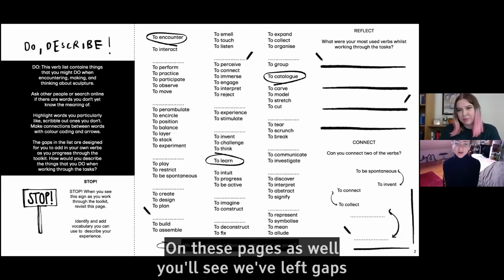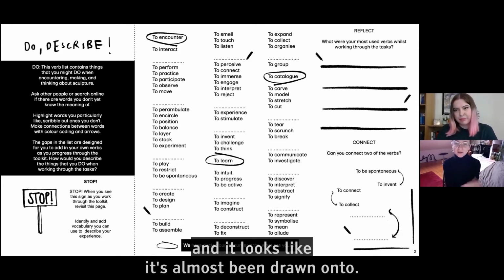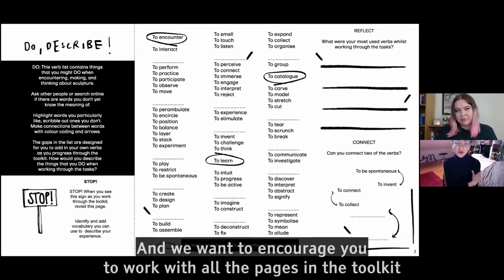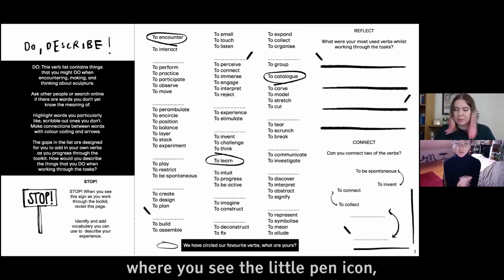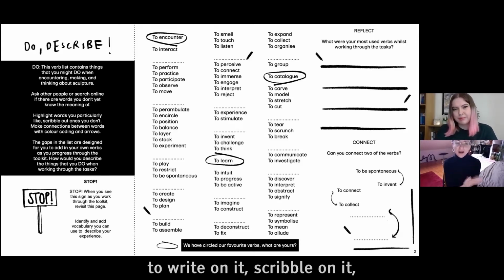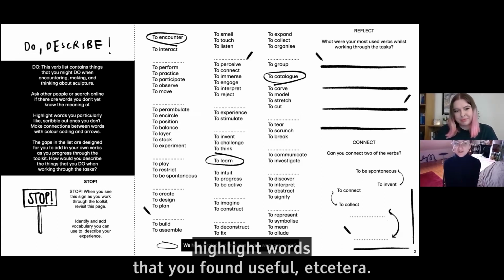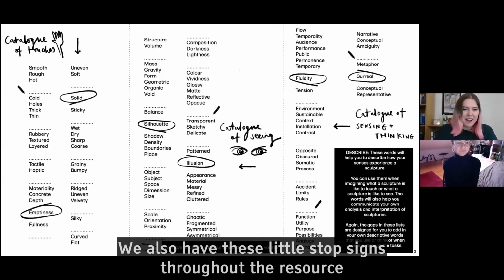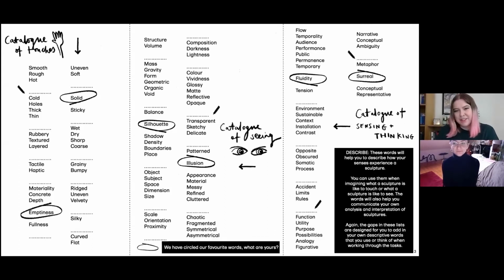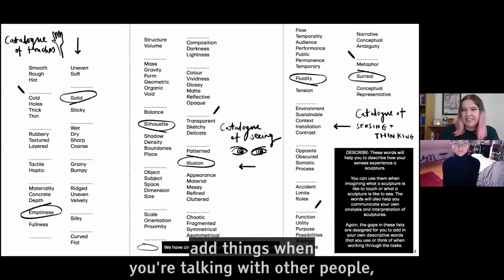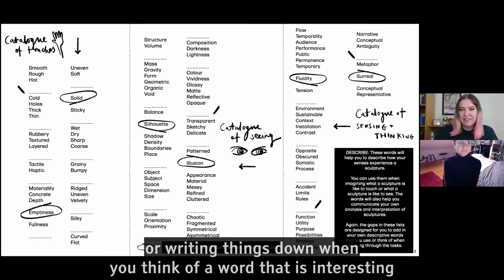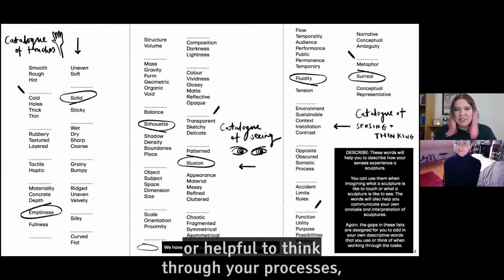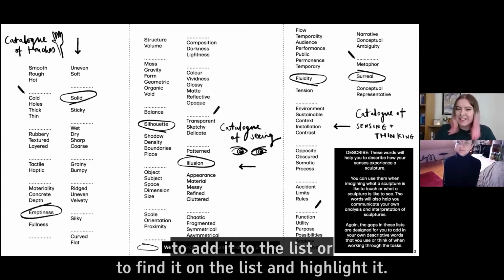On these pages as well, you'll see we've left gaps, and it looks like it's almost been drawn onto, and we want to encourage you to work with all the pages in the toolkit where you see the little pen icon to write on it, scribble on it, highlight words that you found useful, etc. So it's an interactive toolkit. We also have these little stop signs throughout the resource to encourage you to go back to the word list, add things when you're talking with other people, or writing things down when you think of a word that is interesting or helpful to think through your processes, to add it to the list or to find it on the list and highlight it.